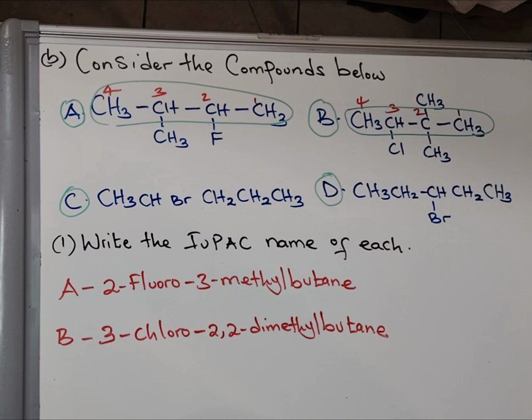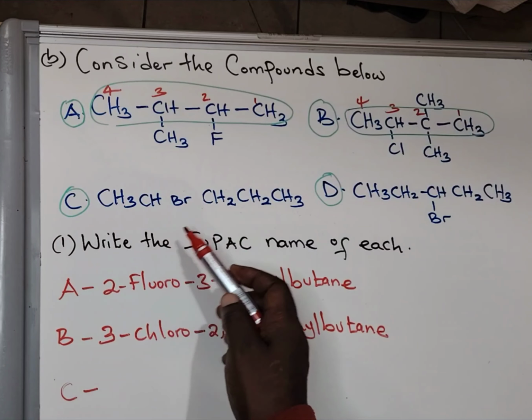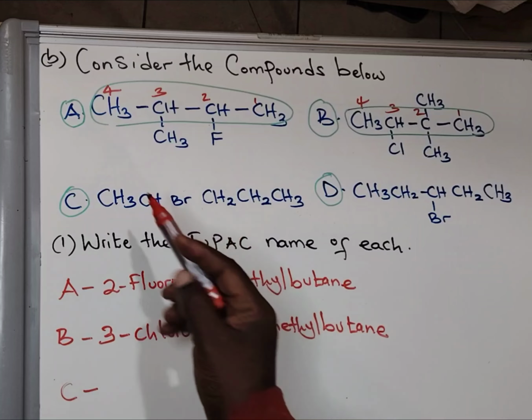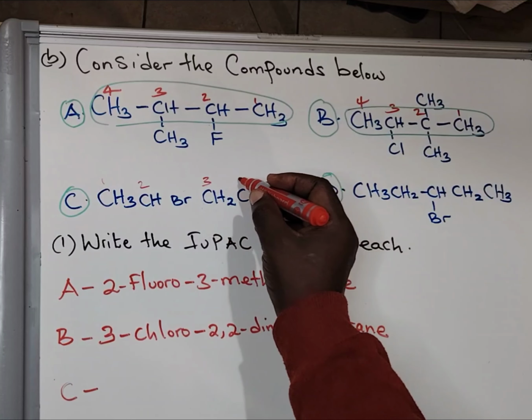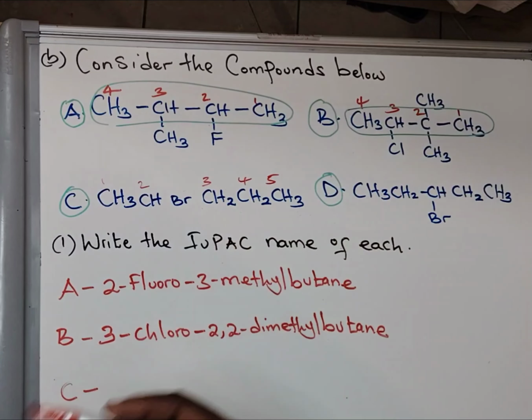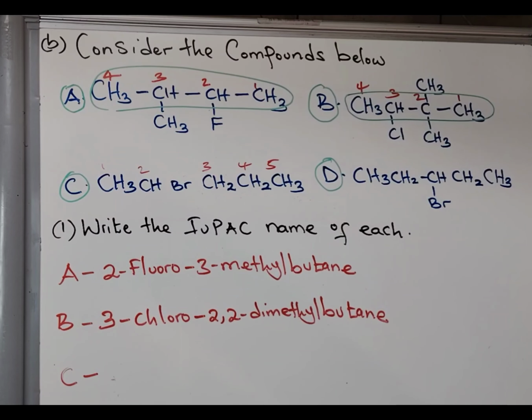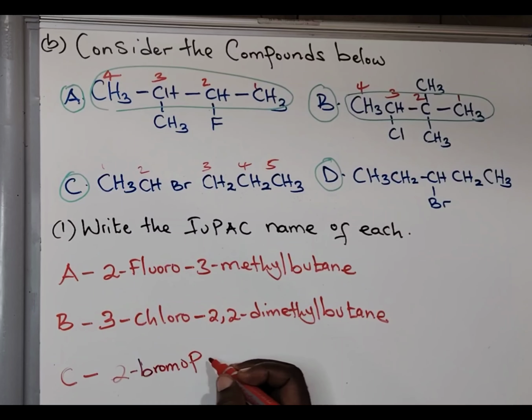Okay. Then we come to this one, the C. You have to choose the side which gives our functional group the smallest number, and that side is this one. So it's going to be 1, 2, 3, 4, 5. And what's going to be the name? The name is going to be 2-bromopentane.